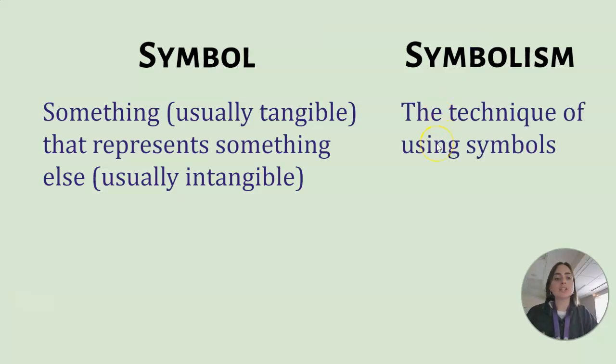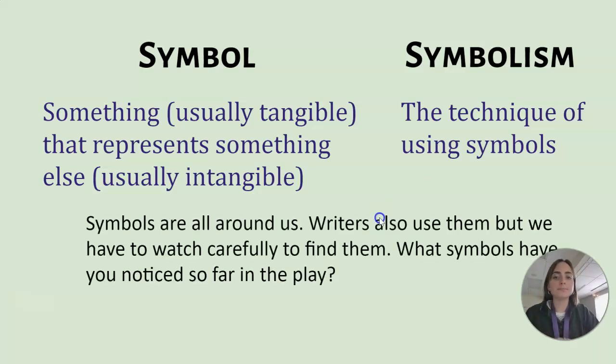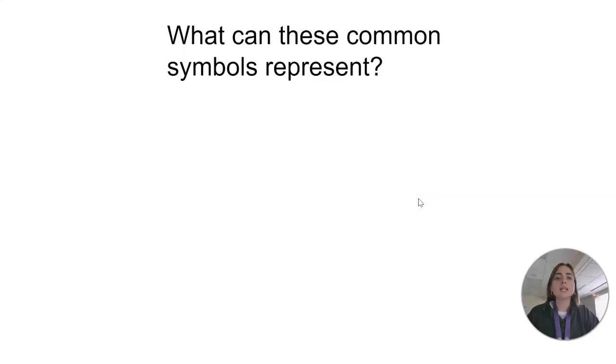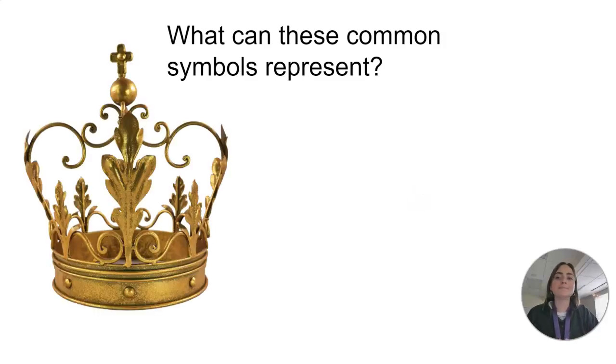Symbolism is basically just when an author or artist uses the technique of symbols in their work. Symbols are all around us. Writers use them, but we also have to watch carefully in order to find them. Let's look at a couple common examples of some symbols and what they might symbolize or represent.